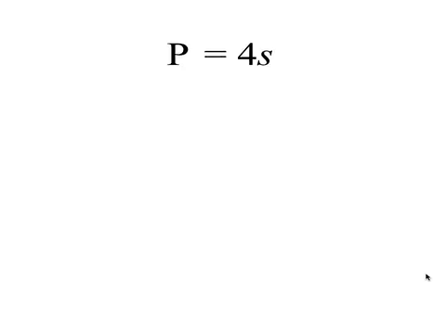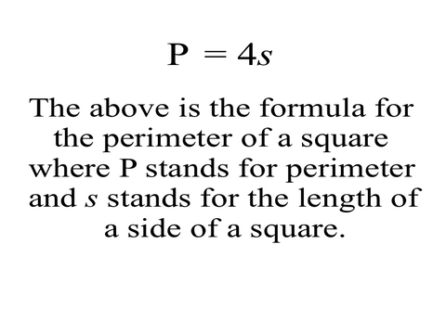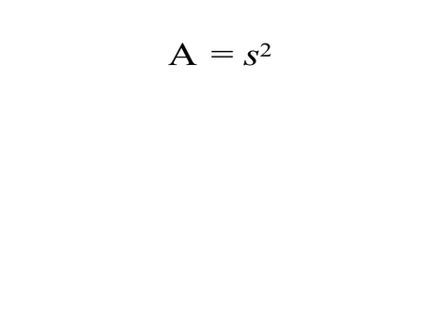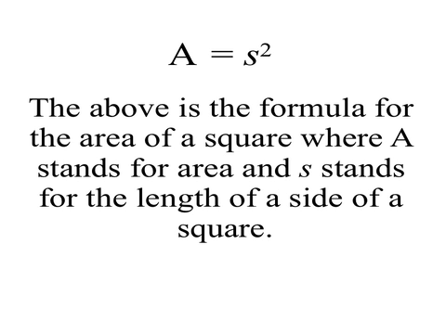Here's another formula. Perhaps you recognize this formula. If you want to think about it a bit, you may stop the video. Well, the above formula is the formula to find the perimeter of a square, where P stands for perimeter and S stands for the length of a side of a square. Here's another. This one, of course, is the area of a square, where A stands for area and S stands for the length of a side of a square.